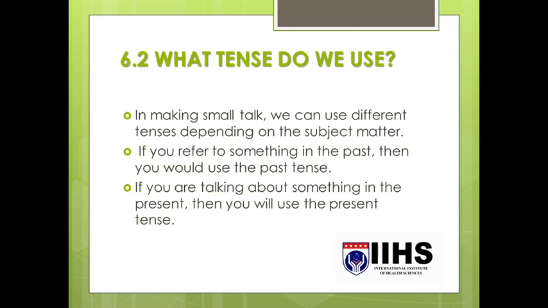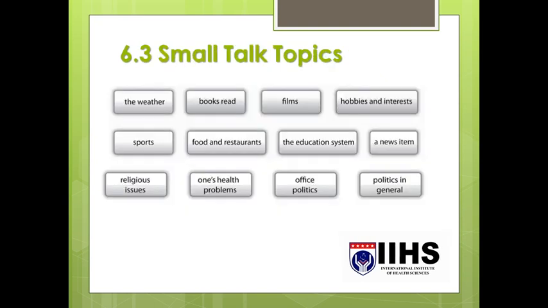What tense do we use when we are handling small talks? In making small talks, we can use different tenses depending on the subject matter. If you refer to something past, you should use past tense. If you are talking about something present, then it is present tense. The small talk topics are this: the weather, sports, office, politics, education system, hobbies, etc.